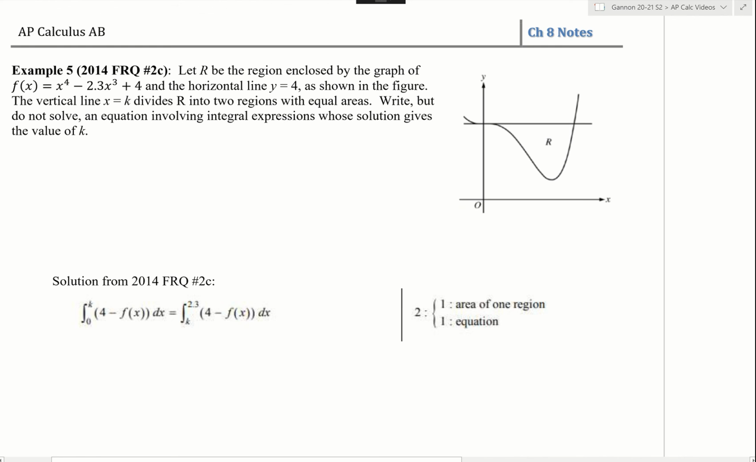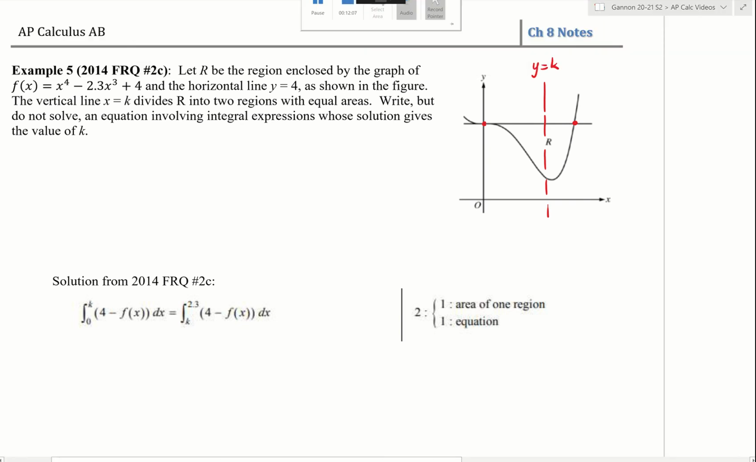All right, there's some vertical line that's passing through here, x equals k, that's going to divide that region into two equal areas. So you're going to have the area on the left and the area on the right. Now, the first thing that we're going to need to know is, what are these points of intersection? Where do those two functions intersect each other?